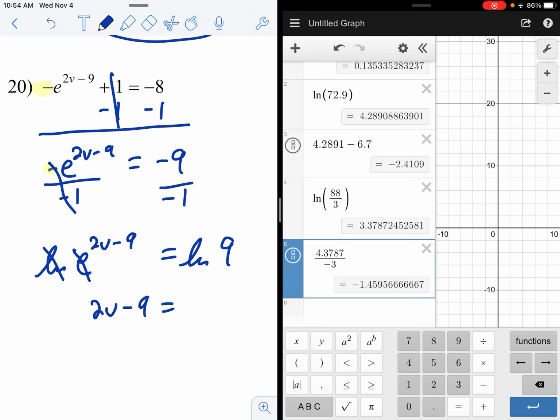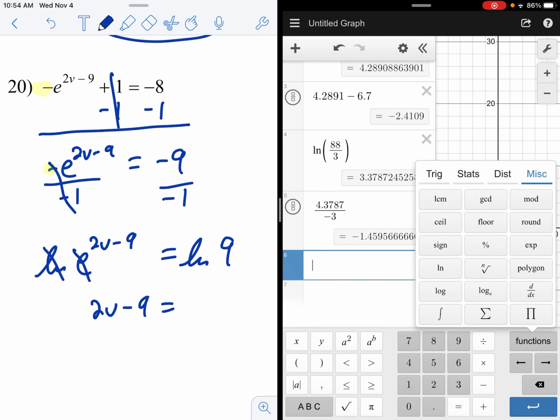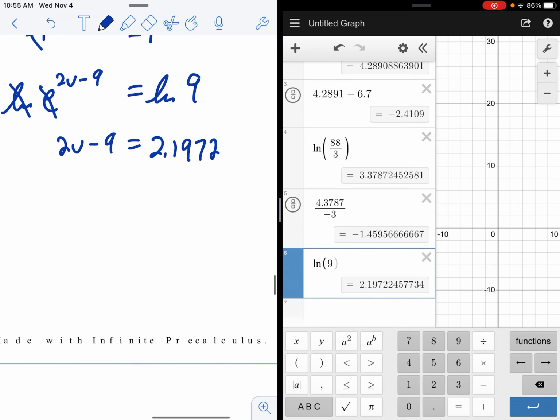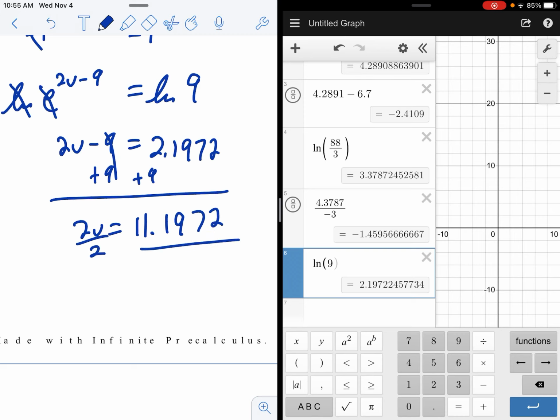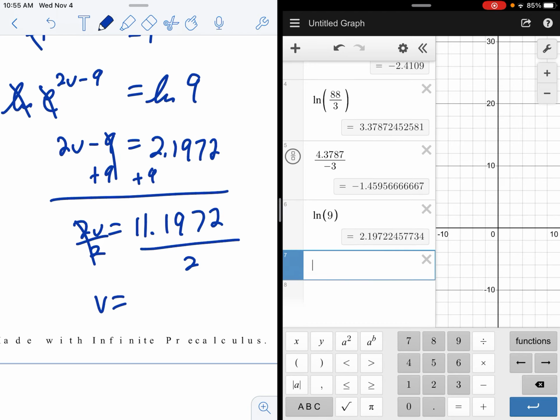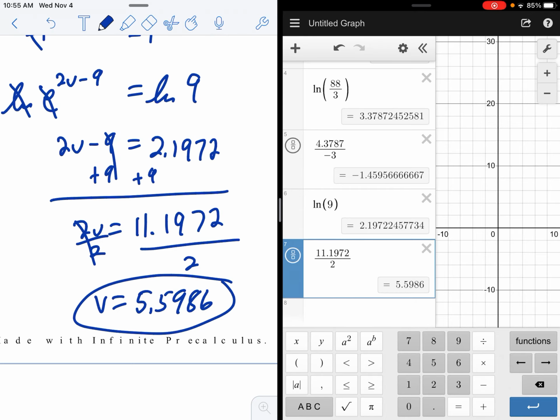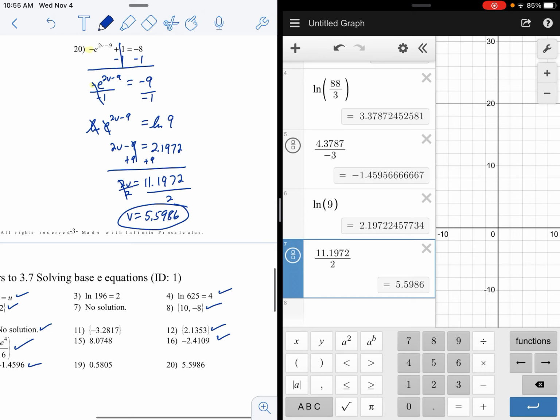2v minus 9 equals function ln 9, 2.1972. And then basic algebra from here. 2v equals 11.1972. Divide by 2. 11 divided by 2 is like 5.5, but yeah, I got to do this in the calculator. 11.1972 divided by 2, 5.5986. Check and see if that's right, and there it is right there.